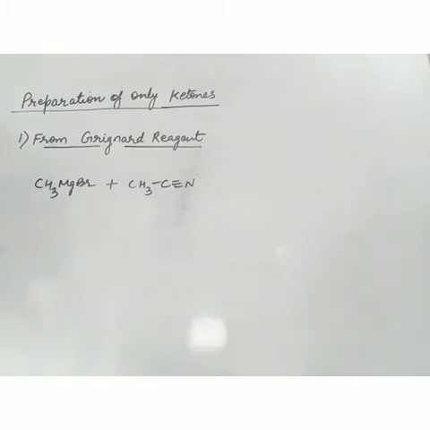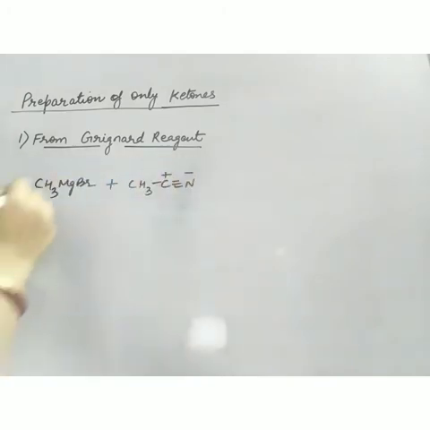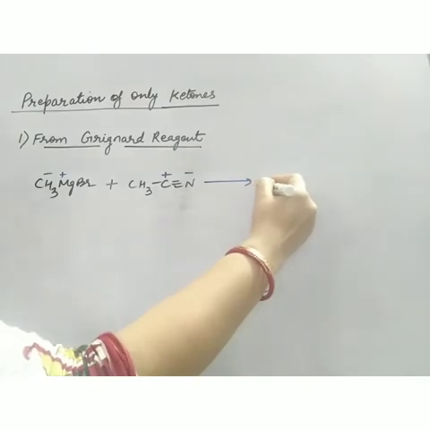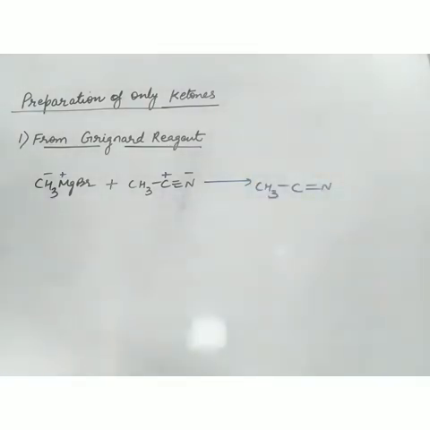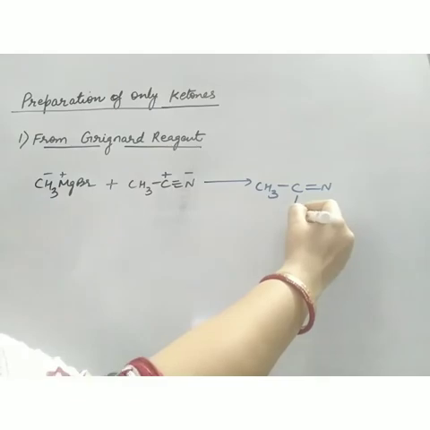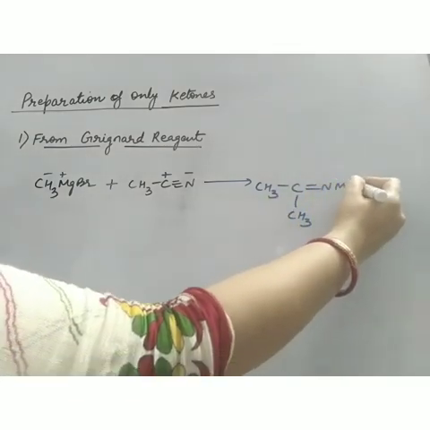Now suppose I take this CH3MgBr and a 2 carbon nitrile. This is plus, this is minus, and this is plus, this is minus. Now addition is there, so what will I get? CH3 C double bond N. Why double bond? Because we are adding something, so one bond we have to break. To this carbon your CH3 will come and to this nitrogen your MgBr will come.